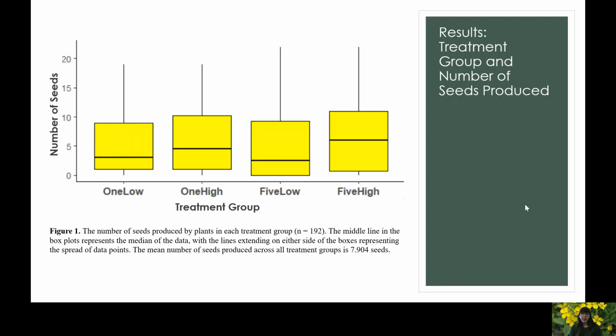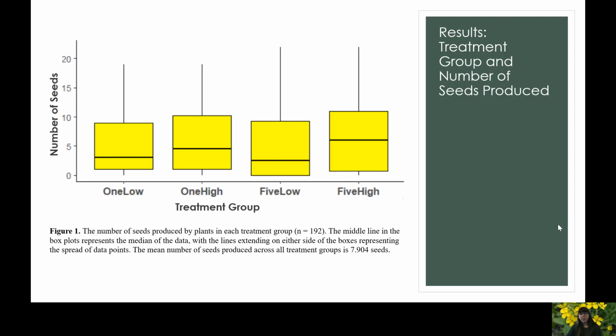This is a box plot that I created in order to examine the number of seeds produced in each of my treatment groups. The x-axis indicates the treatment group, while the y-axis is the number of seeds produced. 4 different treatment groups were used. Group 1 low indicates that 1 sire was used with a low pollen load. 1 high indicates 1 sire again, but with a high pollen load.